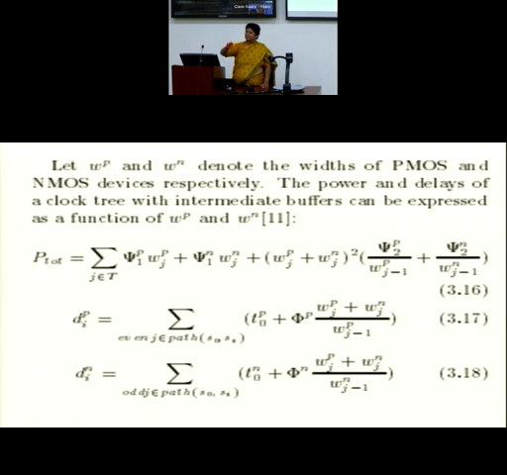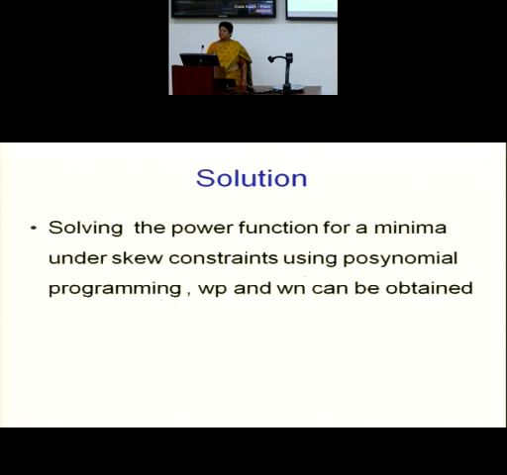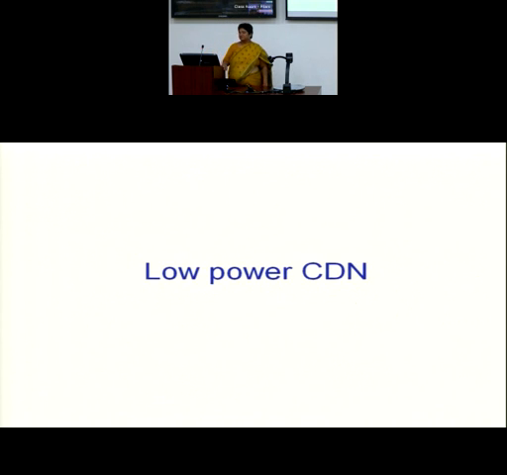So various mathematical algorithms, as I said, are used to define or design a clock tree under a given set of constraints. Okay, so this is how we go about designing a clock distribution network.